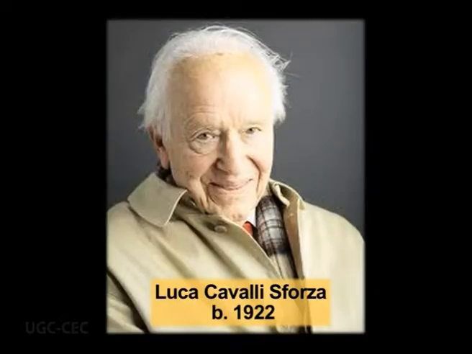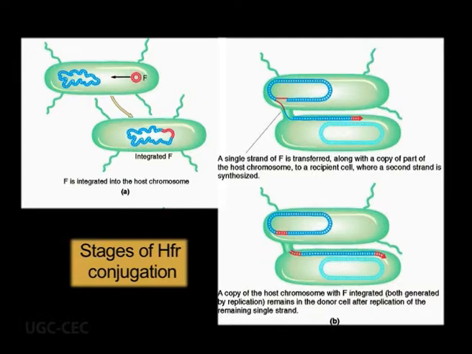After that, they found out, it was Sforza in 1952, he found out there is another strain where there are some properties present like that of the F plus particle, but this property is different in the sense there is no external F plus plasmid. So naturally this strain was called high frequency recombinant strain, and it was called the HFR strain.